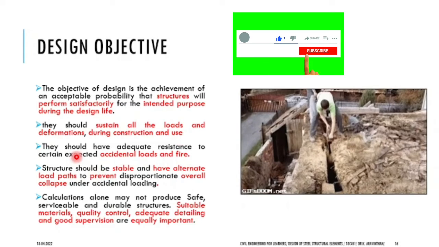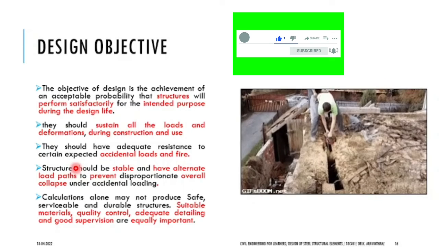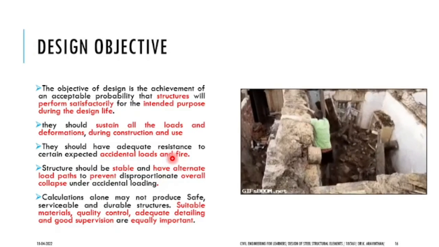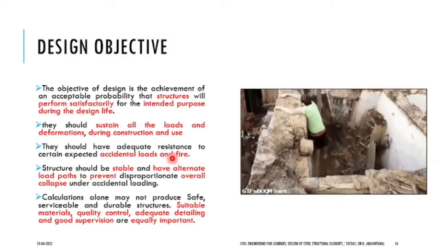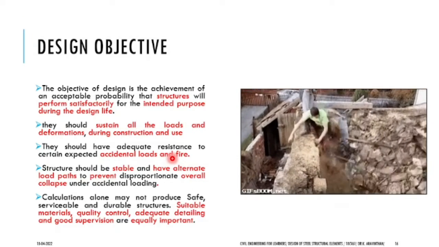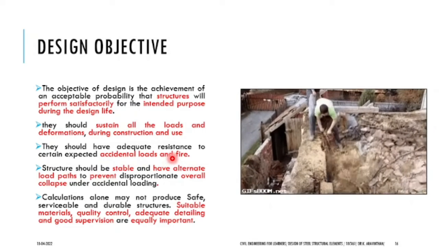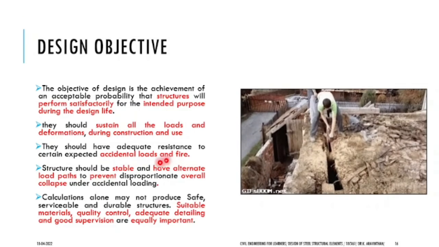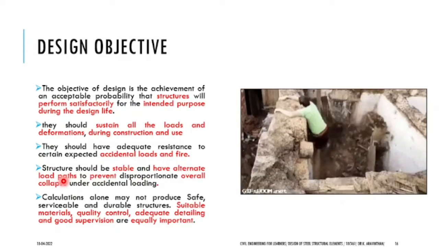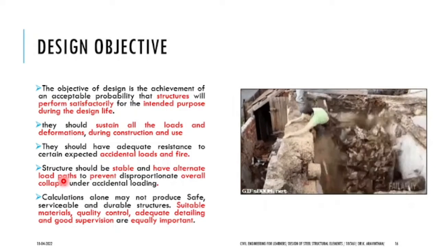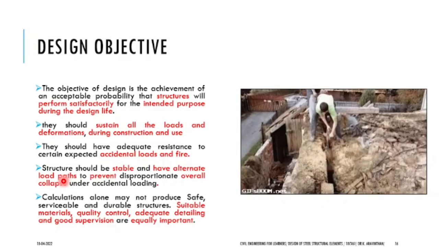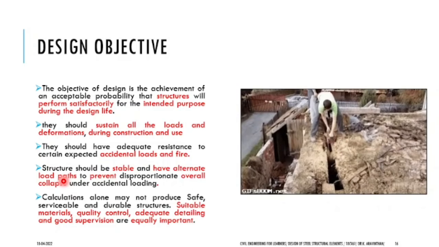Okay. The structure should have adequate resistance to certain expected accidental load and fire. Whatever you are building, your building should take care of these two things. What are they? Fire load and accidental load. What are accidental loads? Blast and impact load. These are all accidental. This might happen, and you should take care of that. It should be stable and have an alternate load path. This is what I have said. When you are designing a structure, if one member fails, the rest of the members should be able to take care of your loads. This is another objective of your limit state.